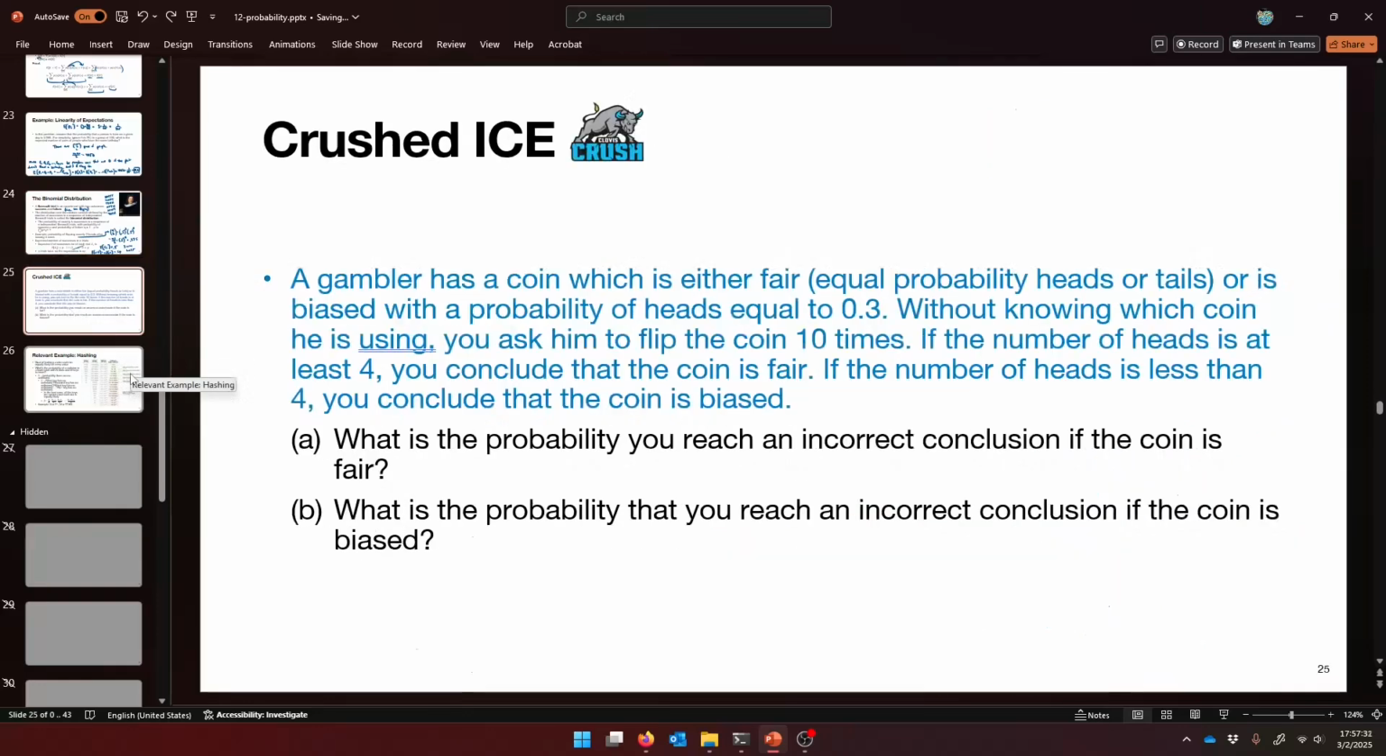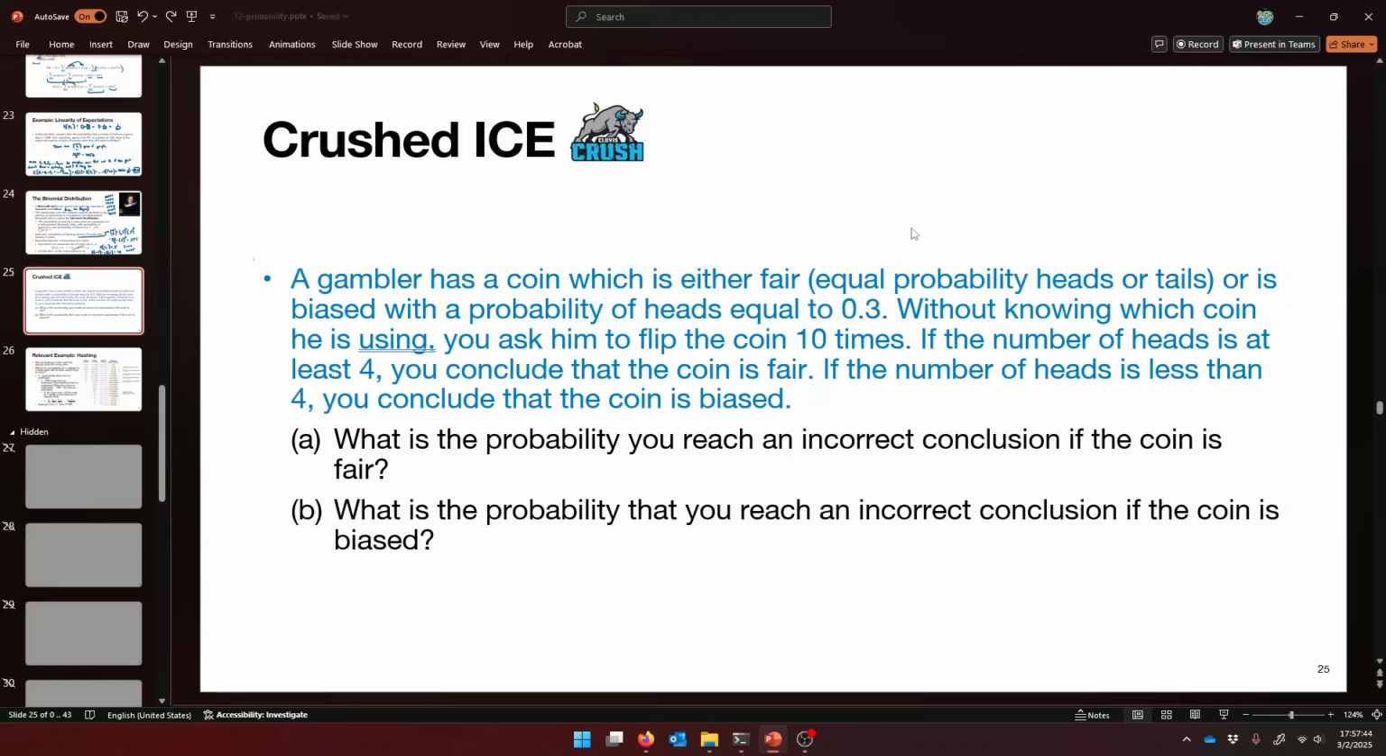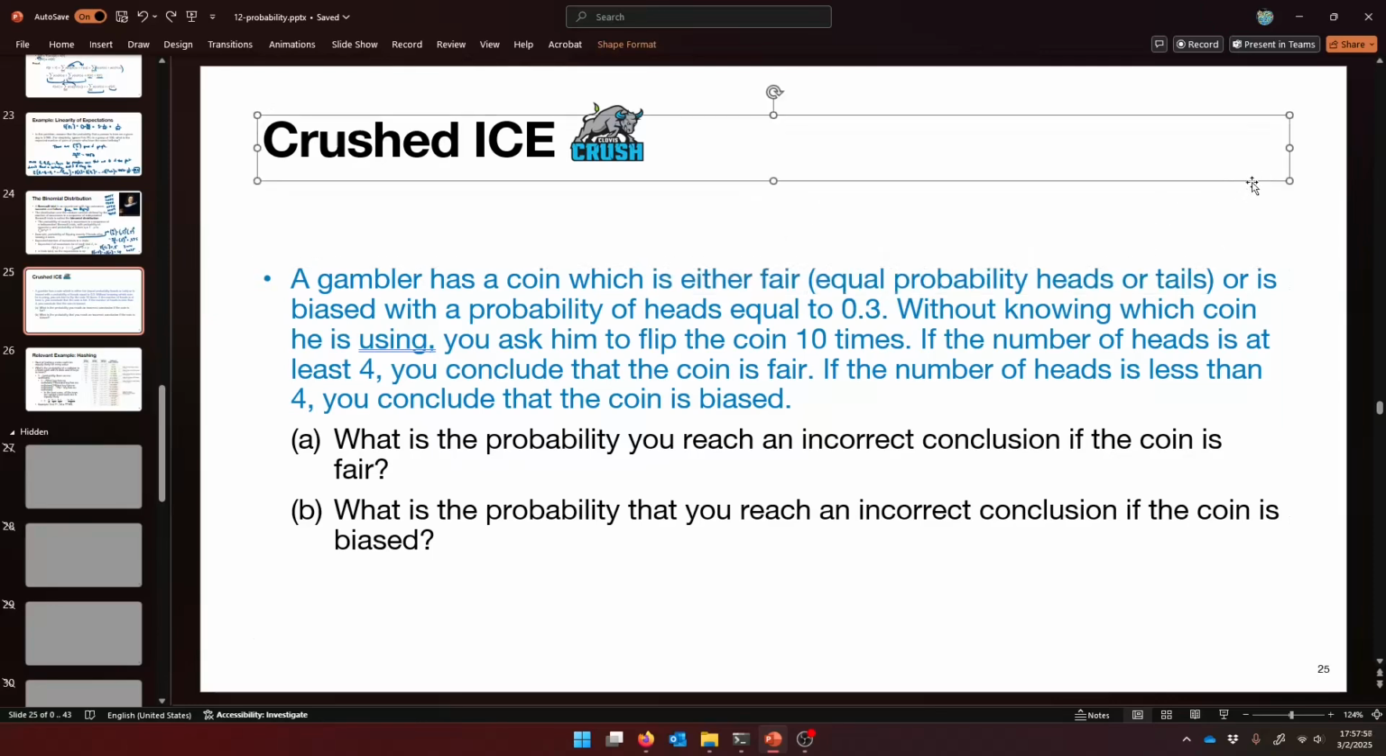So here's my question for you. Give this a try. Let me read it to you and explain it. It's a fun one, and a good use case of this. Let's say we've got a gambler, and the gambler is making a bet with you. The gambler has a coin, and he's telling you that the coin in his hand is either fair, a good coin, where there's equal probability of heads or tails.